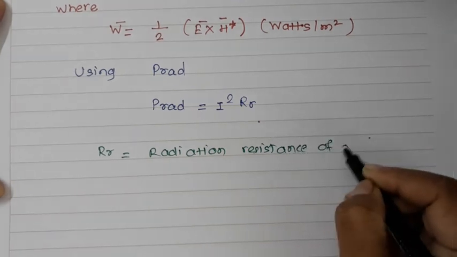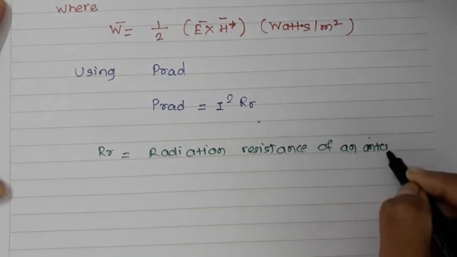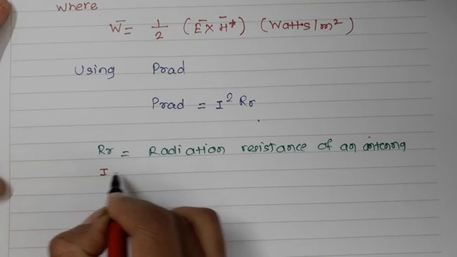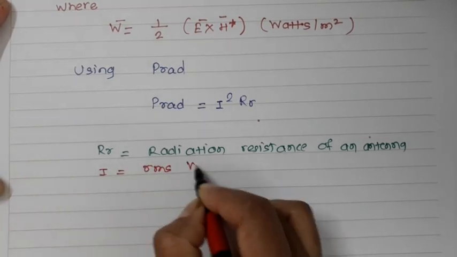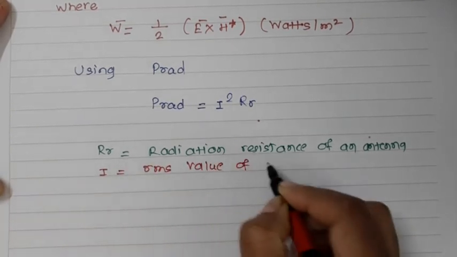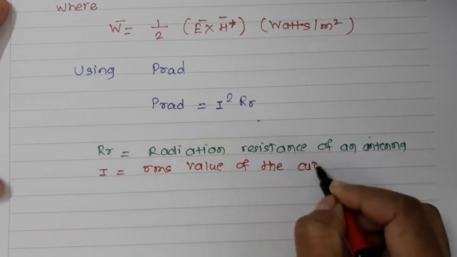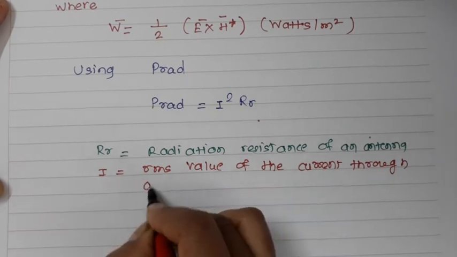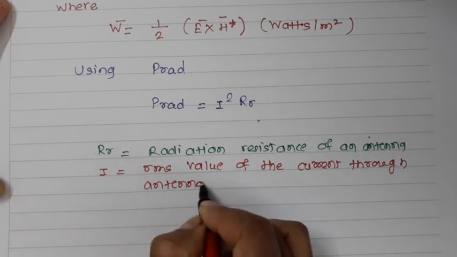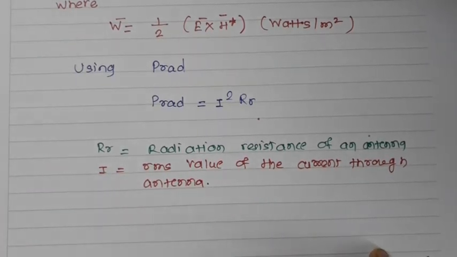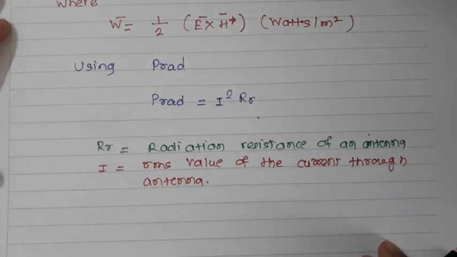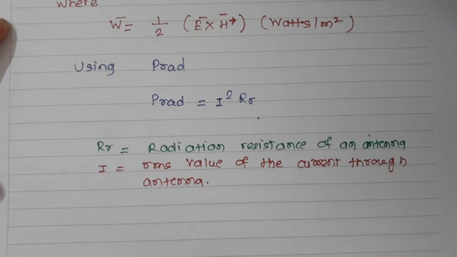of an antenna. Now you know that this I is nothing but the RMS value of the current through the antenna. So this is how we are going to analyze any antenna. So let us start with the infinitesimal antenna. Right now we'll stop here and we'll discuss infinitesimal antenna in the next session.